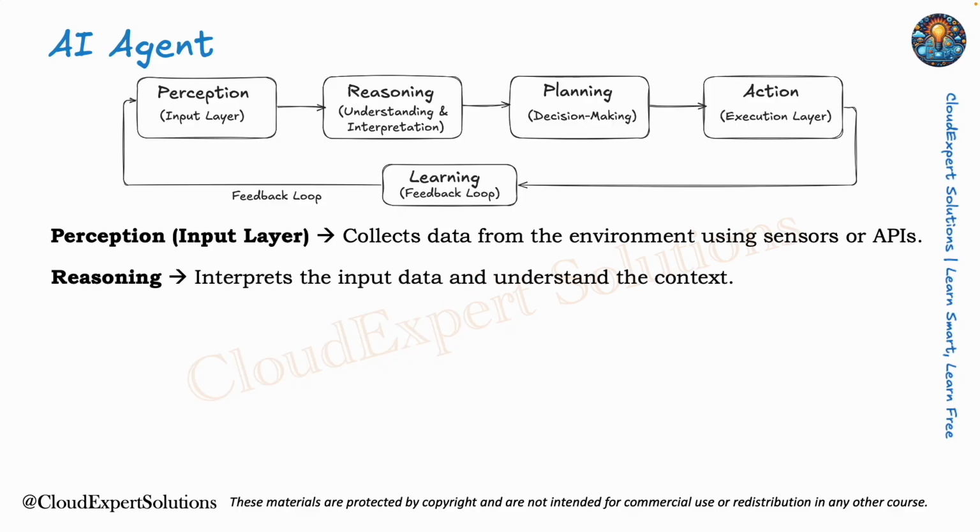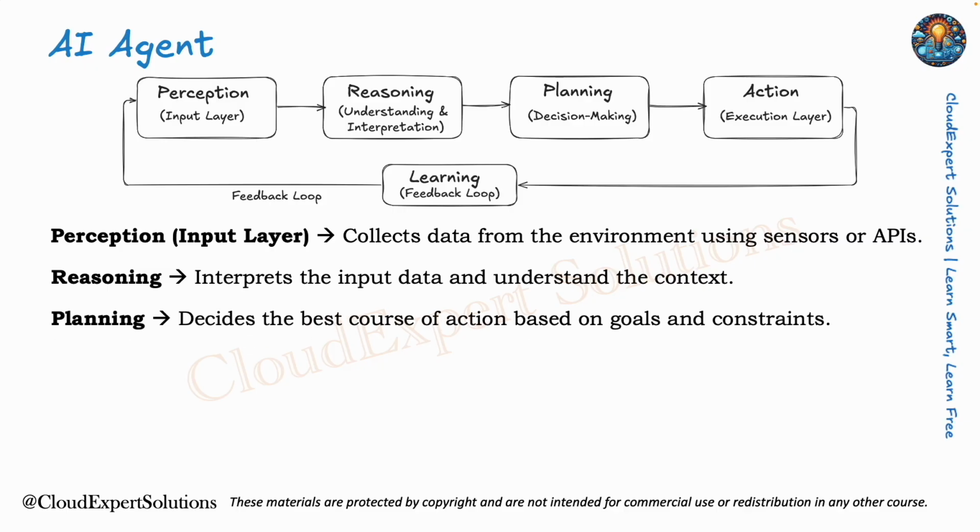The next layer is reasoning, which is nothing but understanding and interpretation. What it does is interpret the input data and understand the context. As an example, a virtual assistant interpreting "book me a flight to New York" or a recommendation engine analyzing users' preferences.